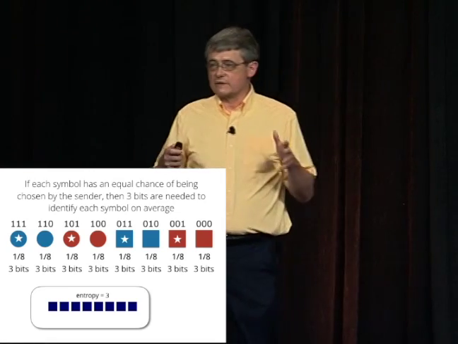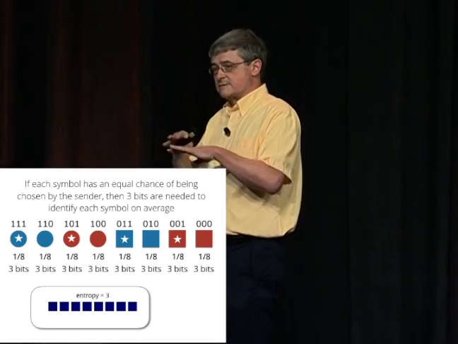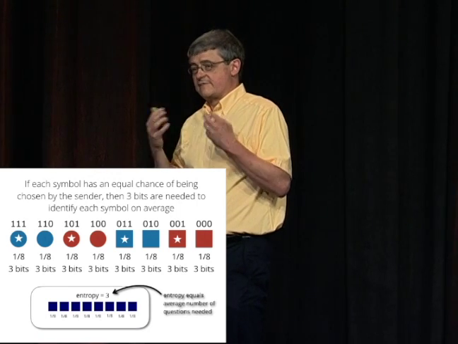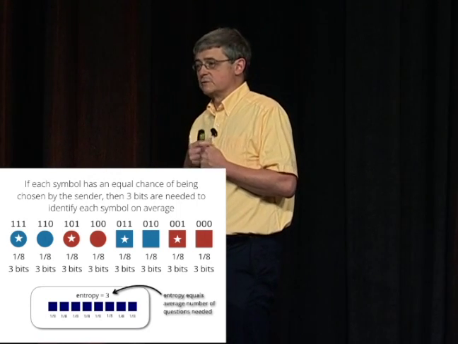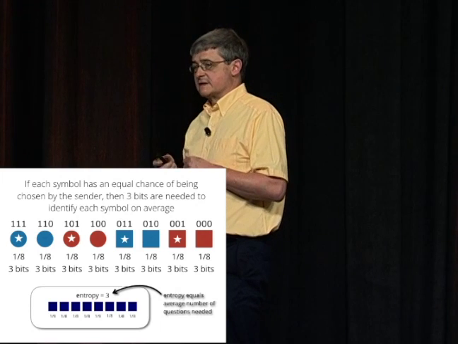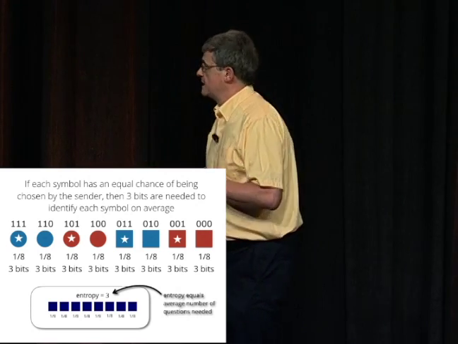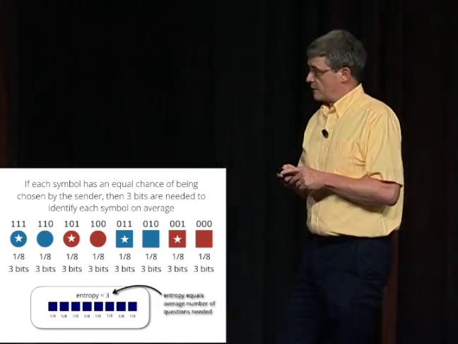So if all the symbols are equally probable, the entropy is maximum, there's maximum uncertainty on your part about what could be coming next. If you didn't have any data, you would have no way of guessing which one was coming. So the entropy is 3 in this case, and that corresponds to the fact that you need 3 questions answered for every one of those symbols in order to figure out what it is.